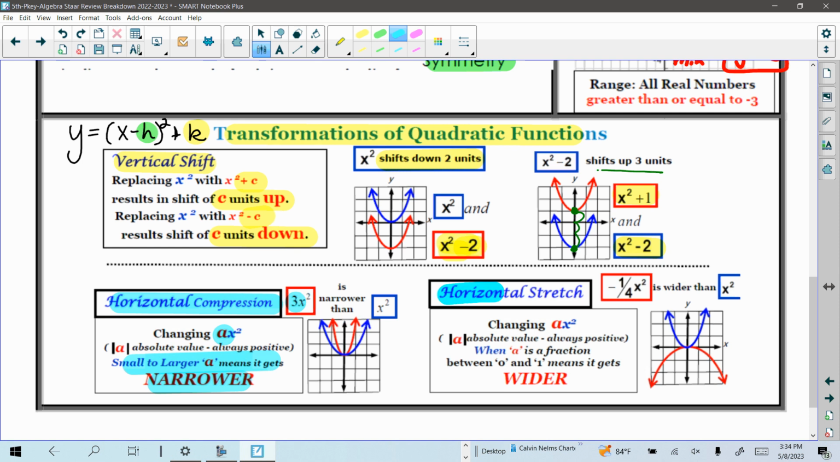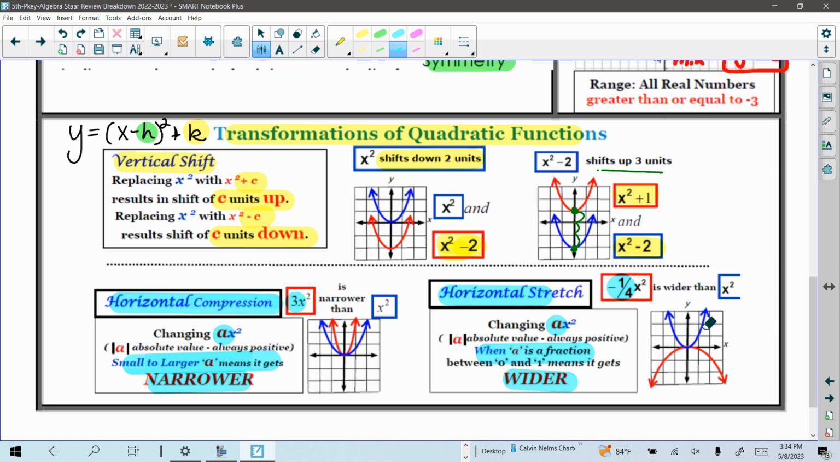Now horizontal stretch, again, you're looking at the coefficient, but when a is a fraction, between 0 and 1, it's going to get wider. So like this -1/4, excuse me. They're showing you that this red parabola got wider than the parent function, the blue one. So on the last page of practice here, you're going to use these facts to help you problem solve. If you forgot what those items are, you come back to this page.